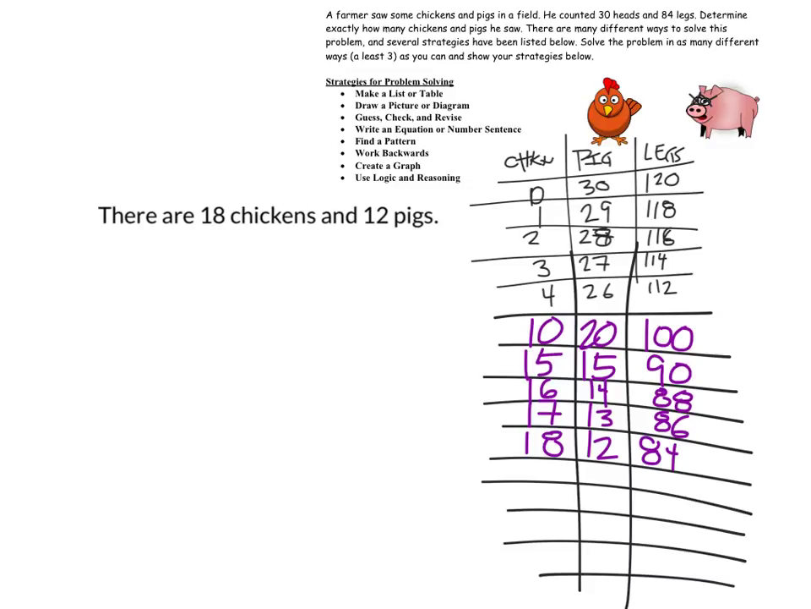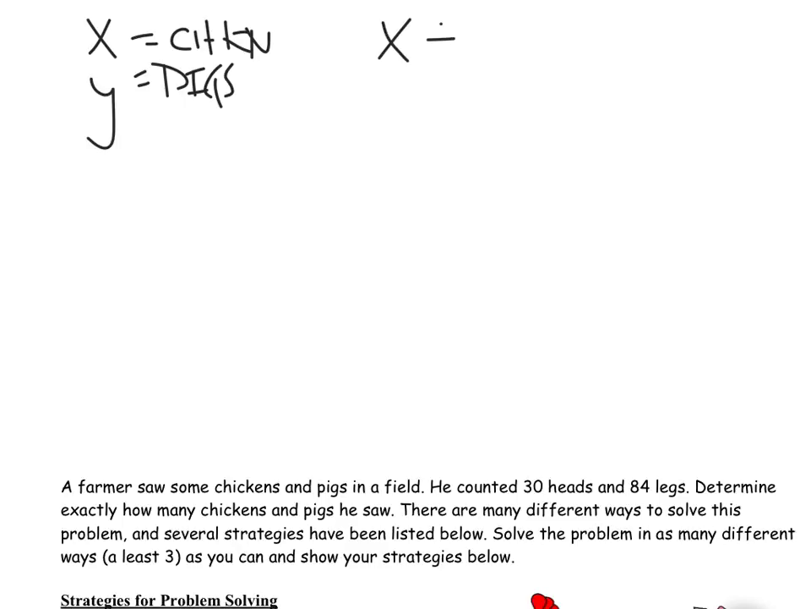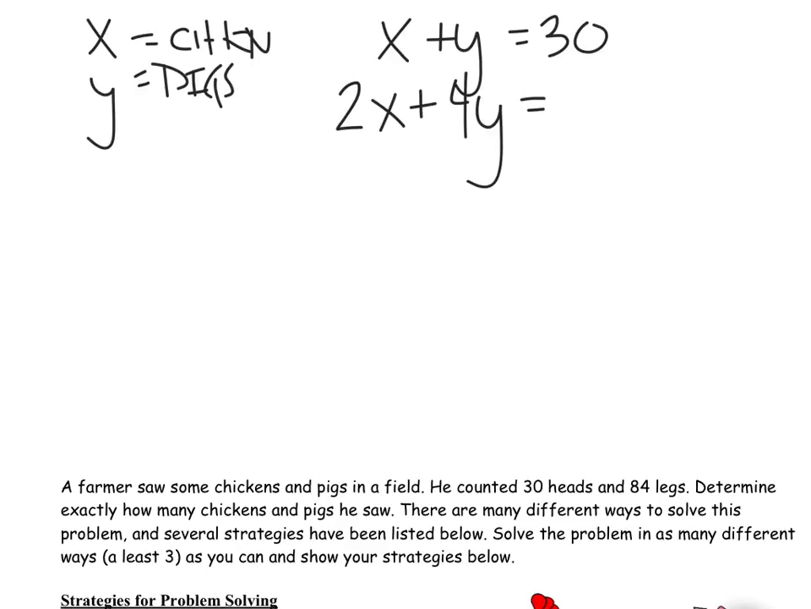Now, we didn't have to use the table. We could have used equations, so let's look at that. For the equations, we could say that x is chickens and y is the pigs. If we add chickens and pigs together, we should get 30 animals, because there were 30 heads. Now with legs, 2 legs per chicken and 4 legs per pig, it should be 84 legs.